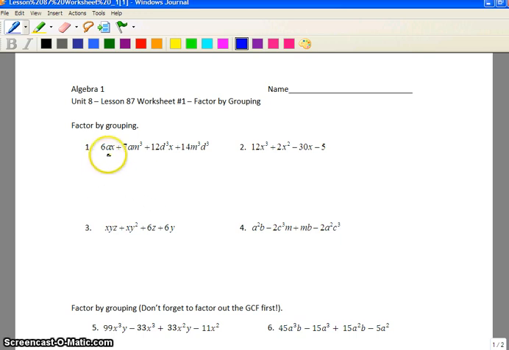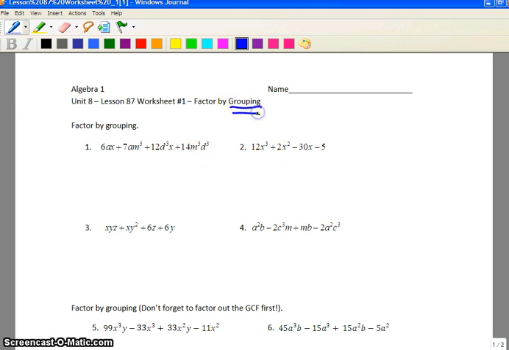Number 1, I have 6ax plus 7am to the third plus 12d to the third x plus 14m to the third d to the third. The very first thing I want to ask myself when I have 4 terms, when I have any number of terms, is there something I can take out of all of these? Is there a greatest common factor in all 4 terms? Well, there's nothing I can take out of all 4 of them. None of them have anything in common. Or I should say all 4 of them don't have anything in common. So I'm going to go ahead to my next step.